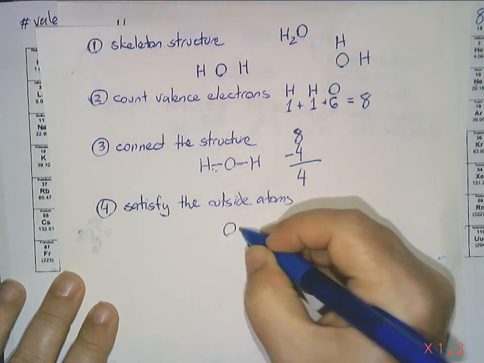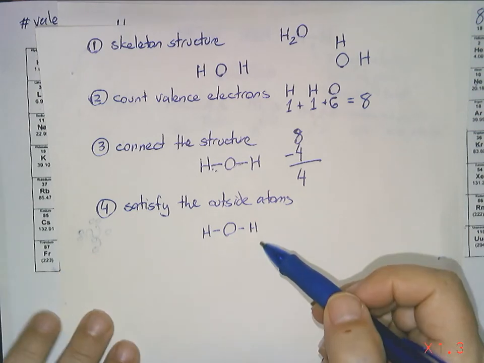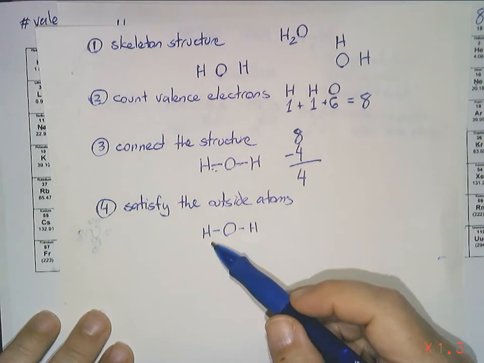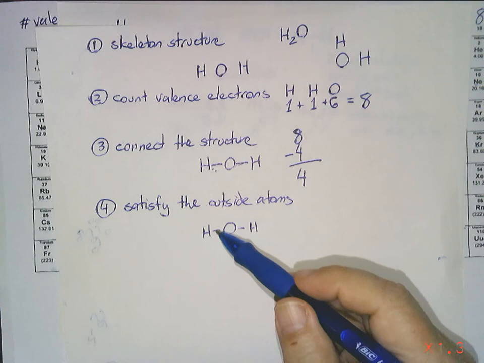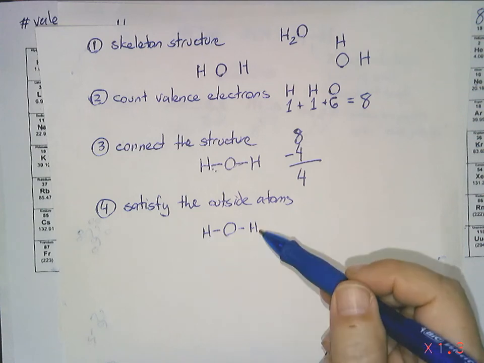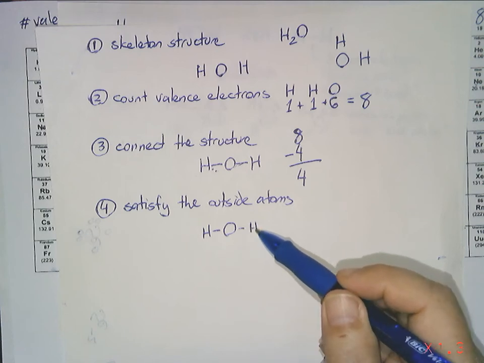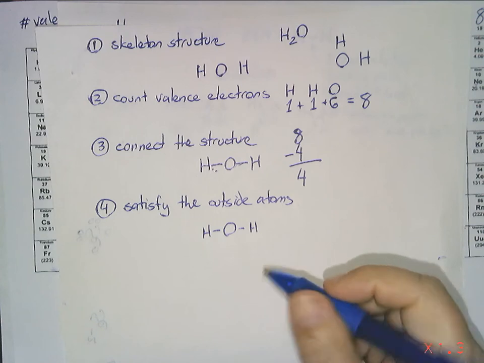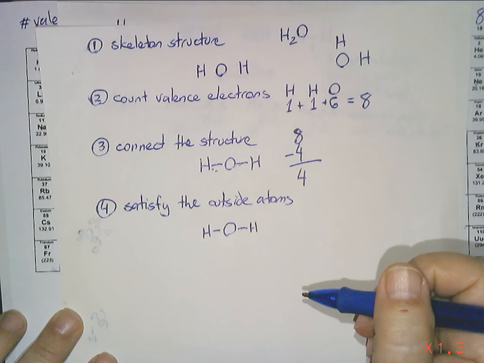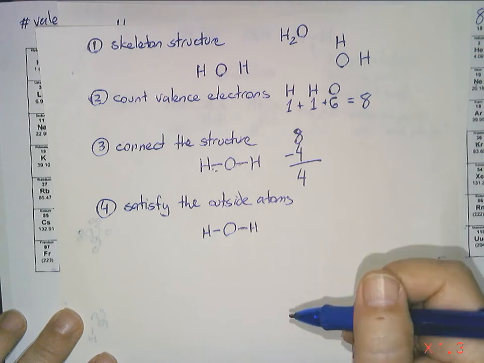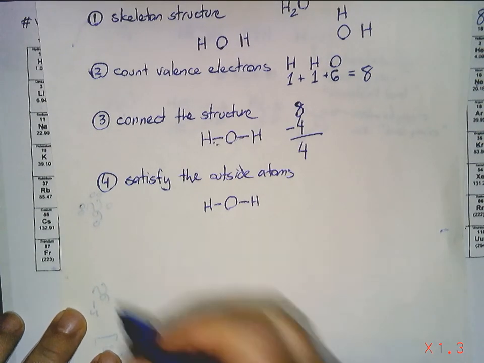Now, if I look at this one, are those outside atoms satisfied? Well, yes, they are. Hydrogen only wants 2. So it's got 2. That stick stands for 2, so it's got what it wants. What about this hydrogen? Is it satisfied? Yes, it is, because it's got 2 electrons in the bond. So all hydrogen ever wants is 2. So hydrogen is just fine that way, so there's really nothing I have to do to satisfy the outside atoms with this particular simple molecule. We'll do another one later where we do have to satisfy the outside atoms.